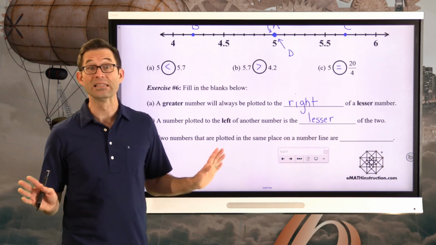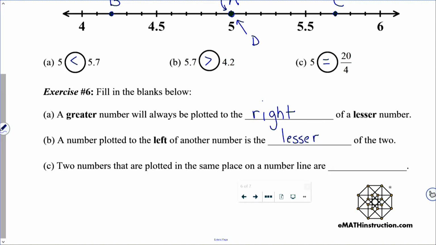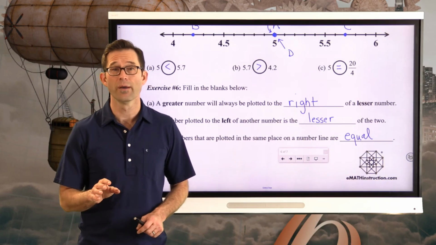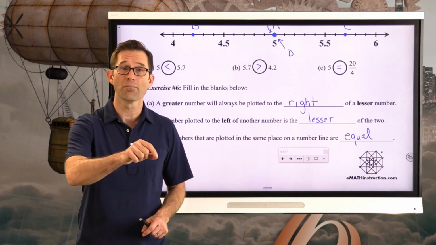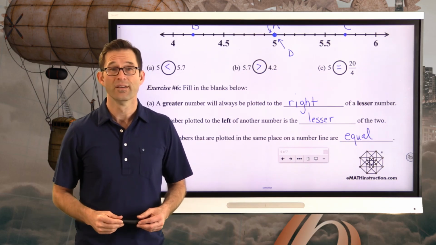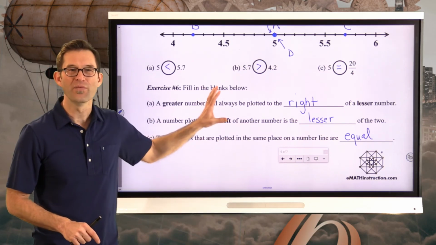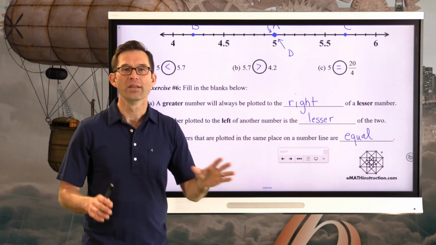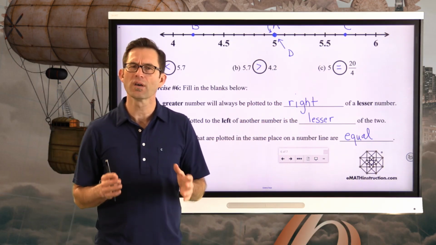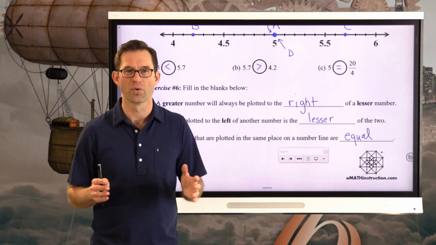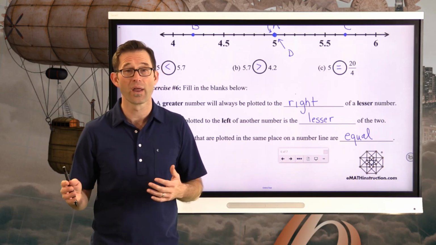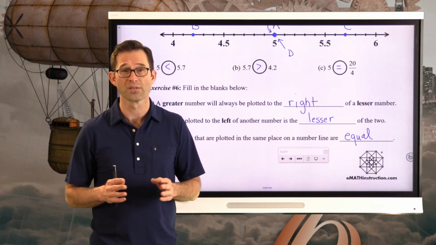And finally, maybe the easiest thing ever, 2 numbers that are plotted in the same place on the number line are equal. It's actually a fantastic way to think about equality in terms of geometry, right? If I've got 2 numbers that are in the same place on the number line, then they're the same number. It kind of makes sense, all right? But really, this is absolutely key, and it's going to be important once we start to look at the somewhat confusing topic of negative numbers and how we kind of compare negatives to other negatives or negatives to positives or things like that.